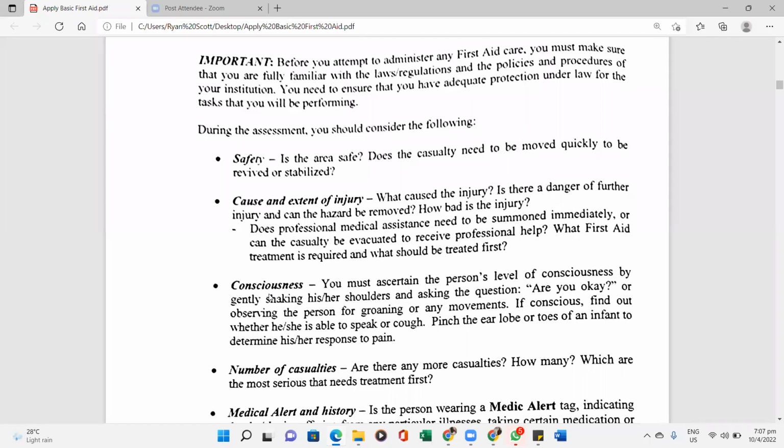The next thing is cause and extent of the injury. What caused the injury? Is there danger of further injury? And can the hazard be removed? How bad is the injury? So you're checking to see how bad is the injury, and whether or not something is there that is going to cause further injury. Because of that, you would want to remove that.